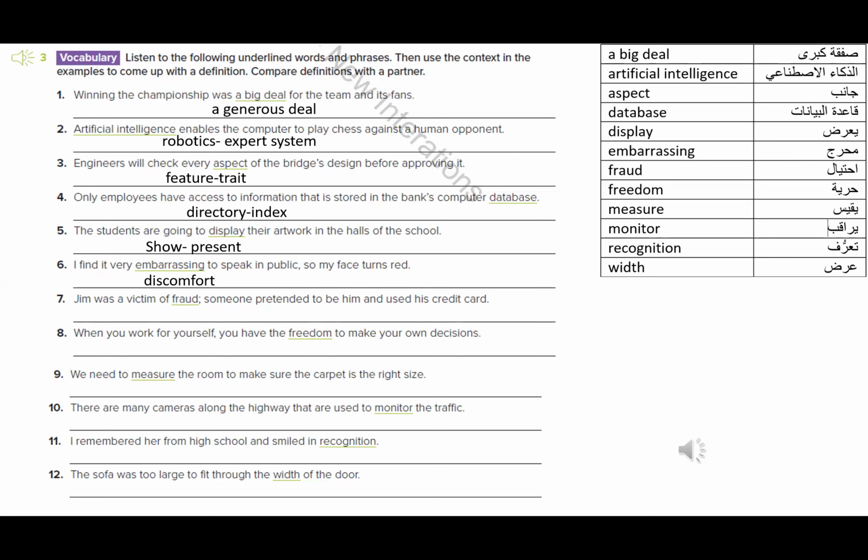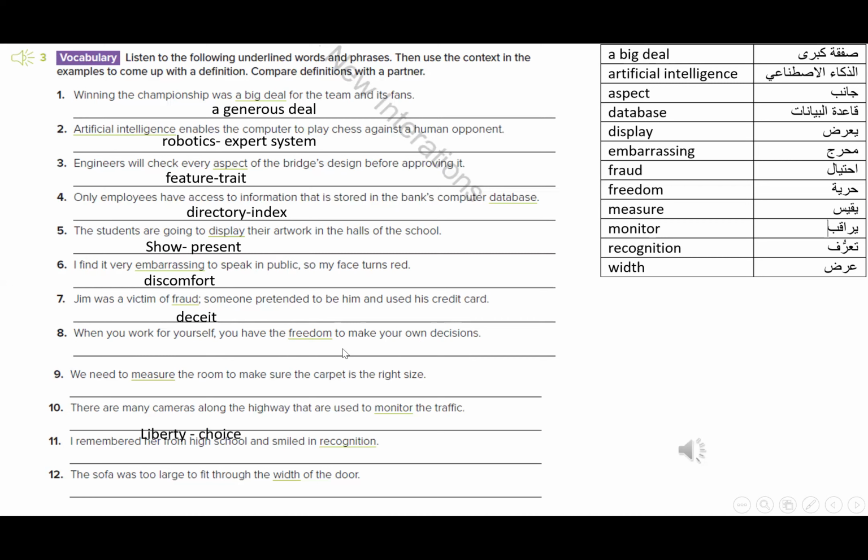Discomfort. Embarrassing means discomfort. And you can see the meaning in Arabic. Jim was a victim of fraud. Someone pretended to be him and used his credit card. So the word fraud means deceit.